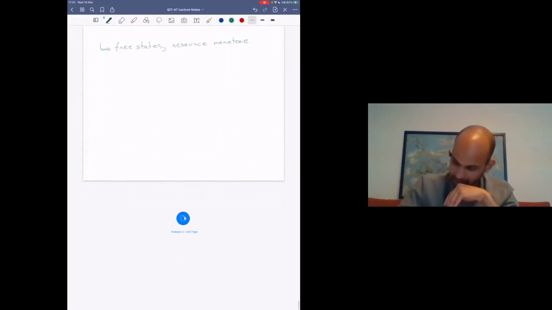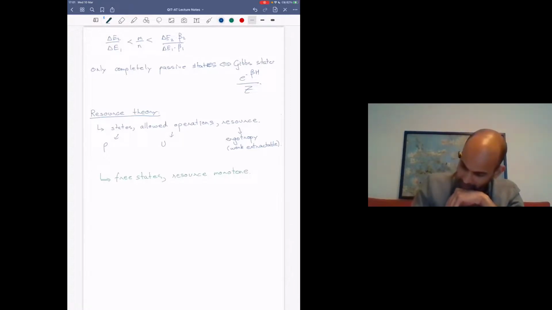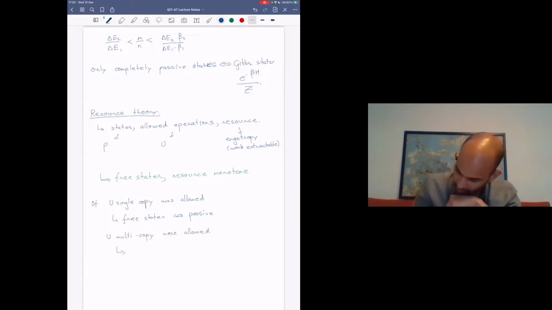But in our case, if U single copy was allowed, then the free states were the passive states. But if U multi-copy were allowed, then we got that the free states were the Gibbs states.